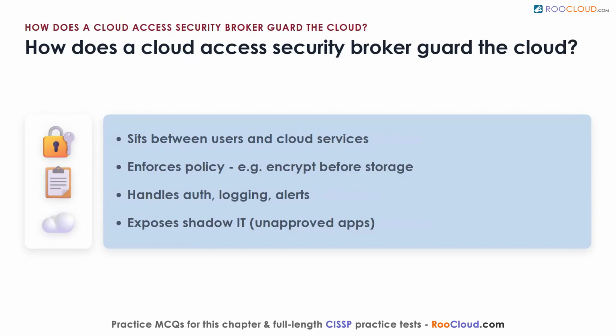How does a cloud access security broker guard the cloud? It sits in the path between your users and your cloud services, inspecting everything that passes. Because all traffic flows through it, it can enforce whatever policy you set. Want every file encrypted before it lands in storage? The broker makes sure that happens. It can also handle authentication, log activity, and raise alerts on anything suspicious. Best of all, it drags shadow information technology into the light, spotting the unapproved cloud apps that staff quietly signed up for. If the security team cannot see a service, it cannot protect it.